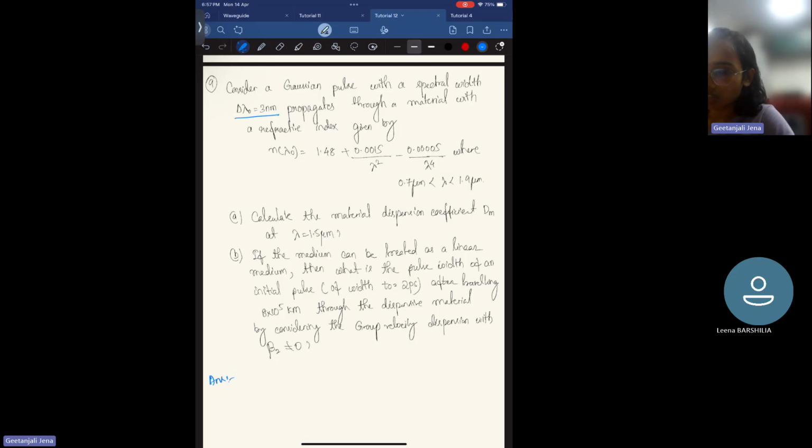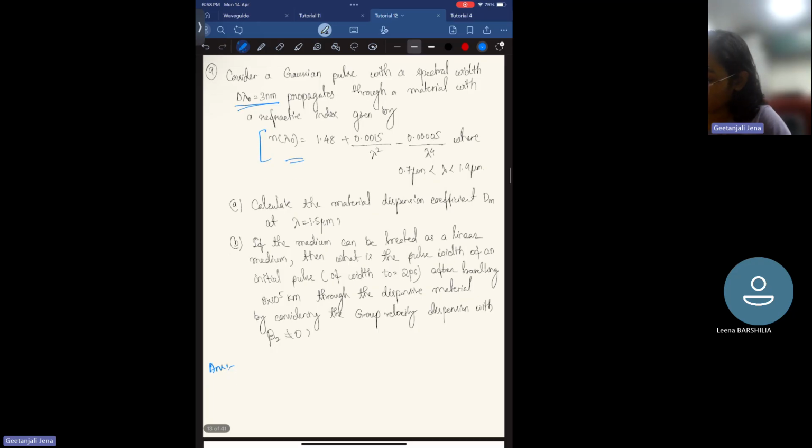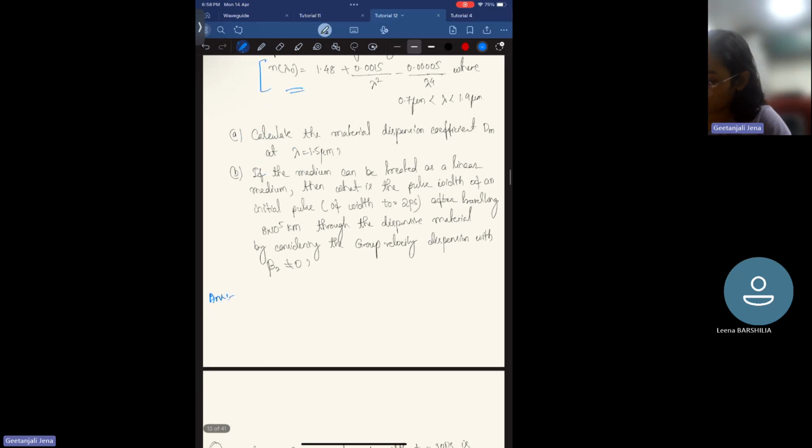It will cover all the concept. Okay. So delta lambda 0 is 3 nanometer, and it propagates through a material with a refractive index n of lambda 0 given by this expression. Let me write side by side. So we are given the refractive index variation as a function of lambda.